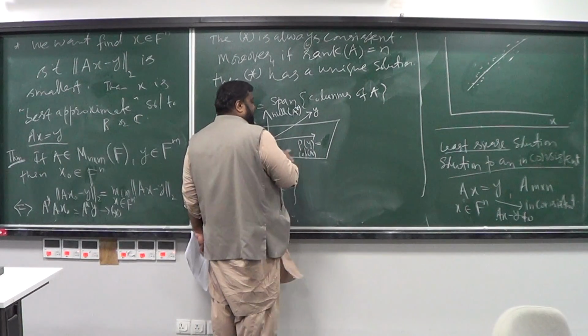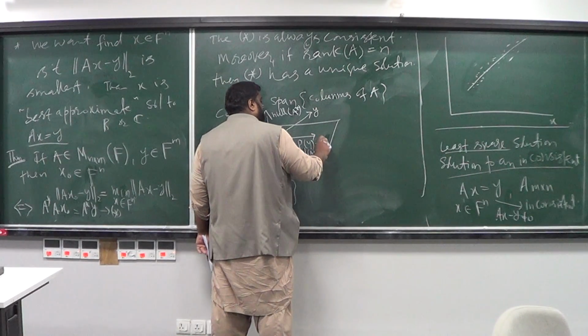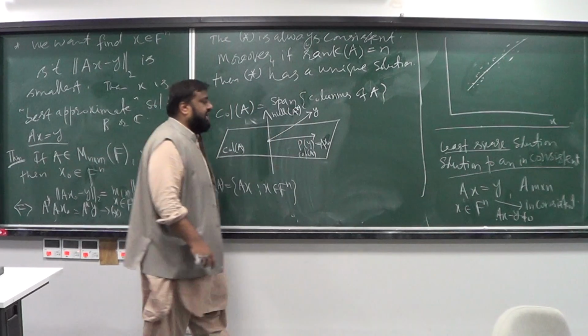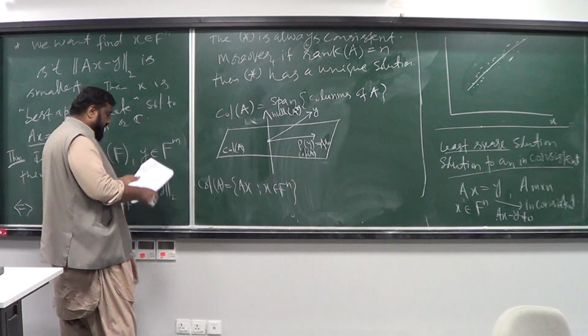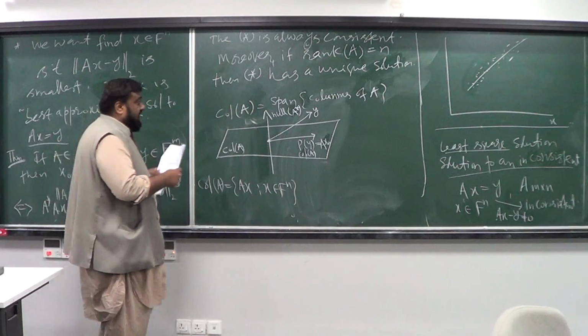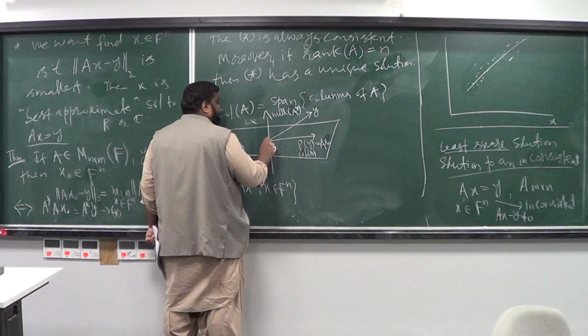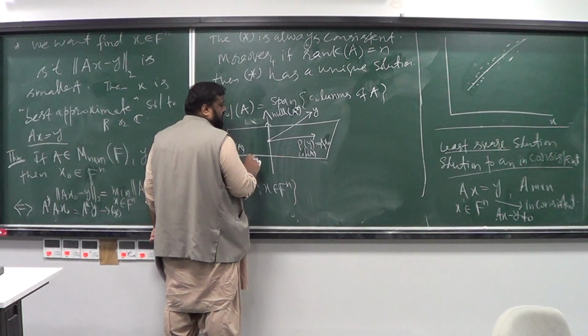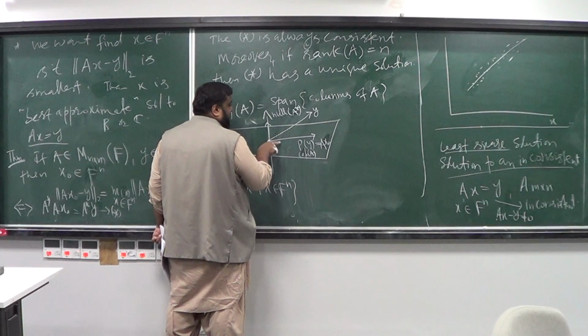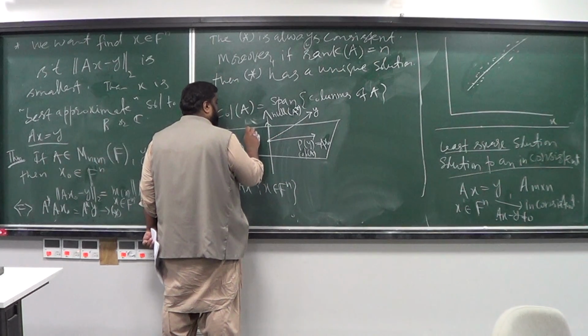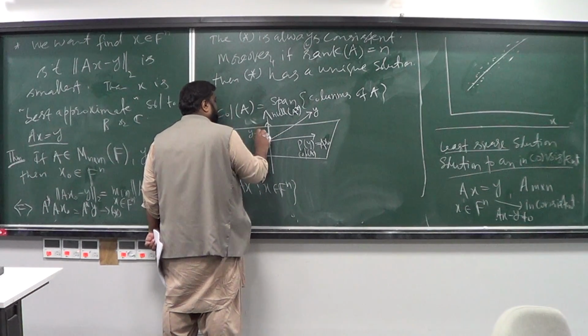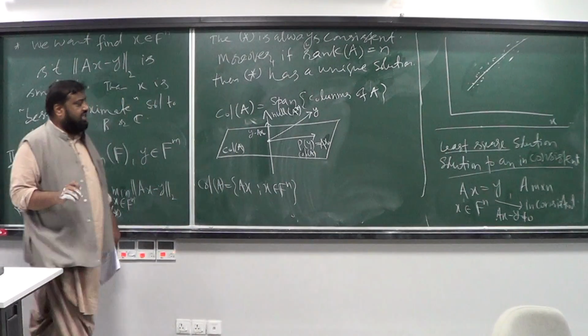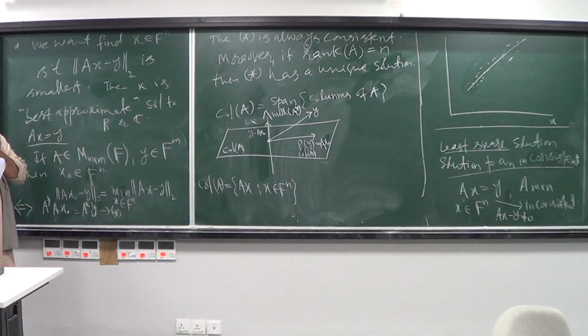So if this is a vector in the column space of A, then this is going to be Ax naught, A multiplied by some x naught. And the vector that is orthogonal to it is going to be what? If this is y and this is Ax naught, then this is really y minus Ax naught.